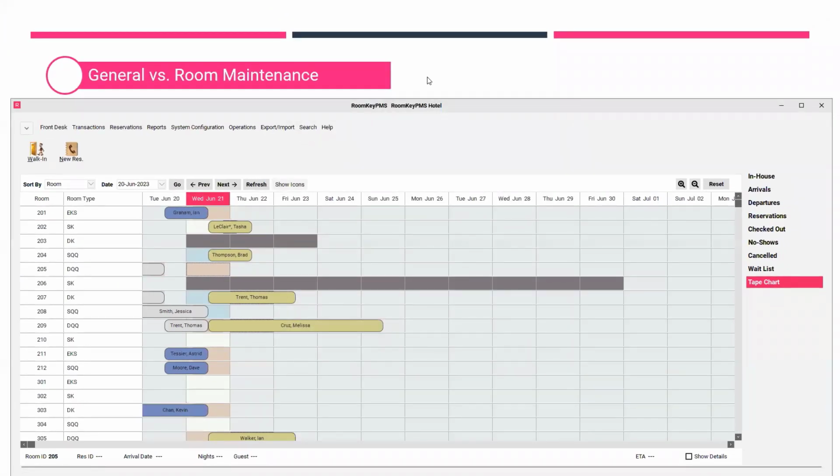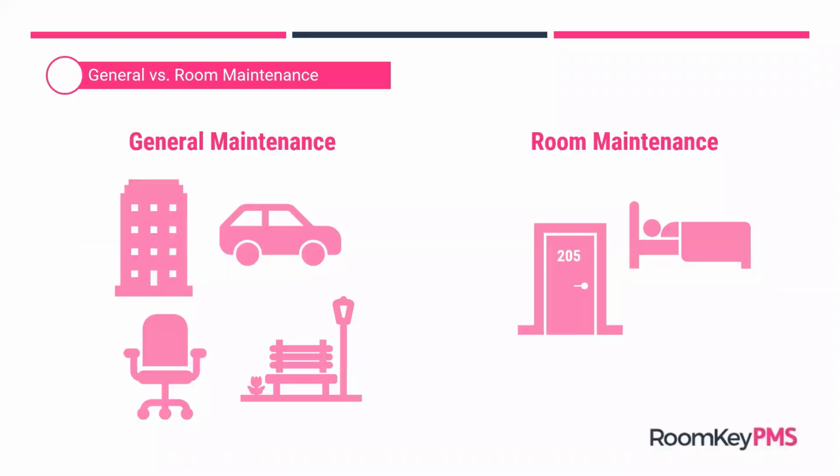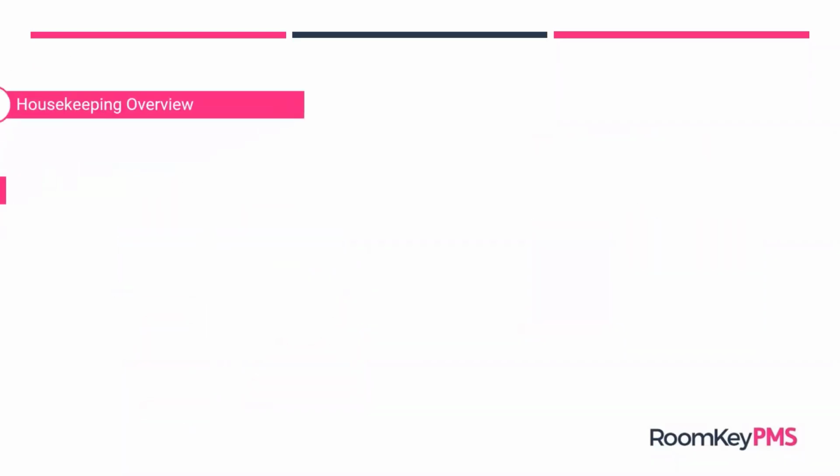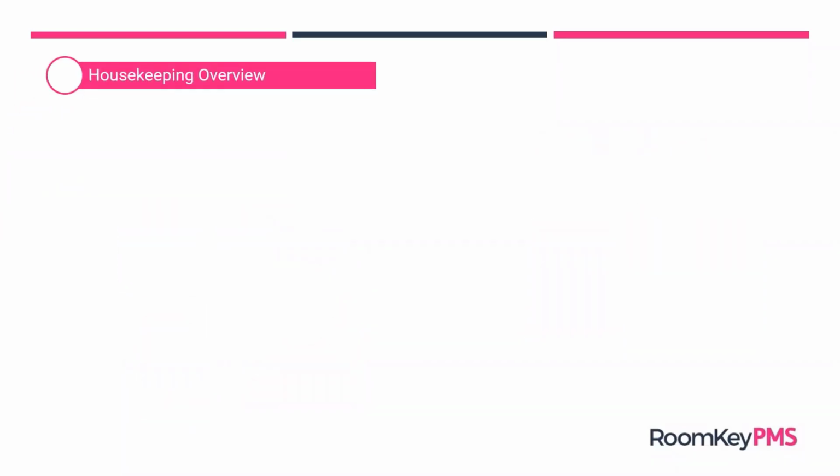So heading back to our presentation here, now that we've seen the maintenance modules, general maintenance and room maintenance, let's now shift gears a little bit and take a look at the housekeeping. So just a bit of an overview of the housekeeping module itself and the housekeeping process in general. For RoomKey, we follow 3 basic steps.